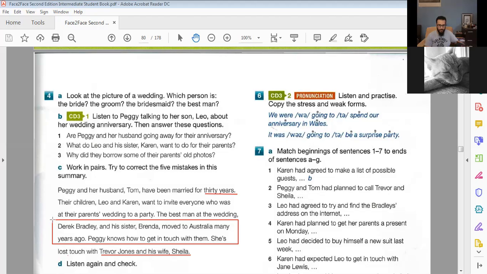Peggy doesn't know how to get in touch with them. Correct, that's one. You found one. So she doesn't know how to get in touch. Correct? Okay. 2 left.